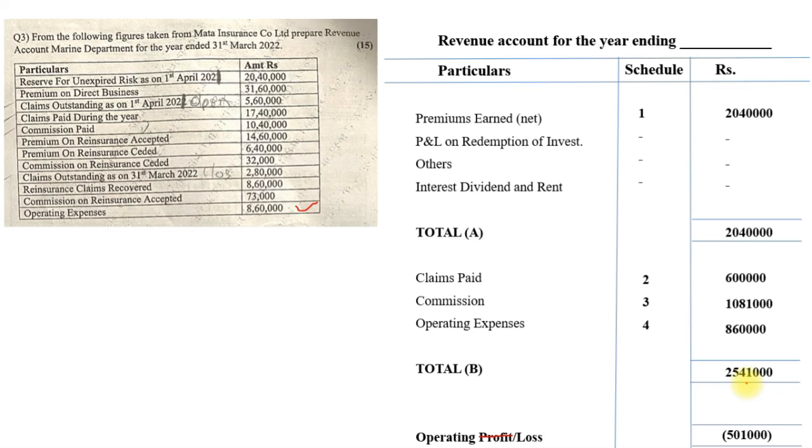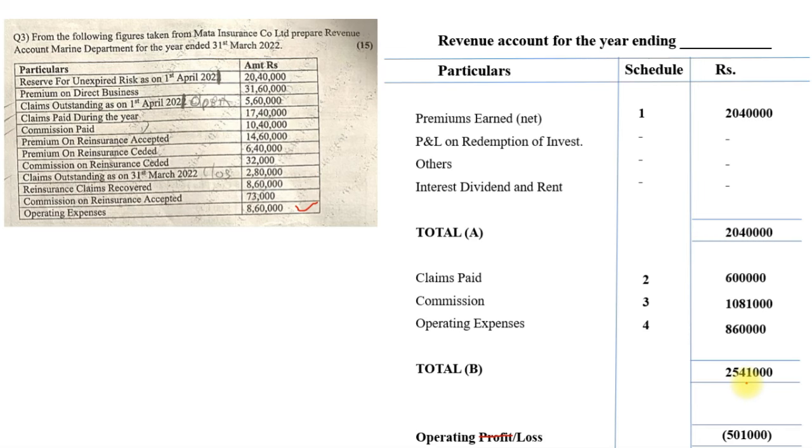Okay. So this is how you all had to solve this particular question, question number 3, where they asked you to prepare the revenue account. We need to see operating loss or operating profit. So we have got in this question an operating loss of 5,01,000. So this was the first question under question number 3, which was 15 marks. I hope everyone has understood that.